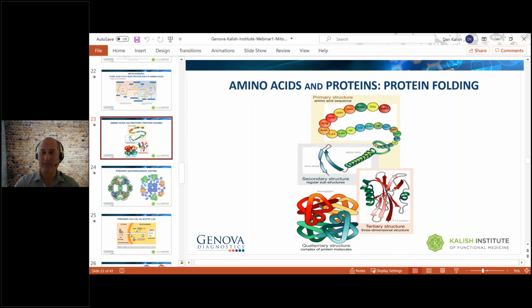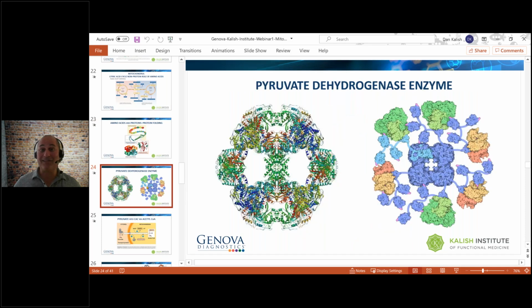So what happens when one amino acid is out of sequence? The thing doesn't fold right. It's a structural problem because now everything's going to be a little bit off, because that amino acid is out of sequence. So now when you look at these kinds of structures, like here's one of the enzymes that we're talking about, pyruvate dehydrogenase. There's a lot of amino acids in there. There's hundreds and hundreds of amino acids strung together, curling around each other to form this beautiful shape.